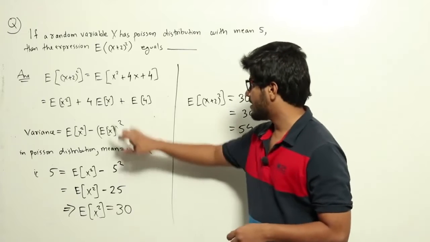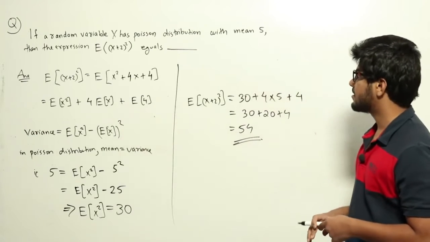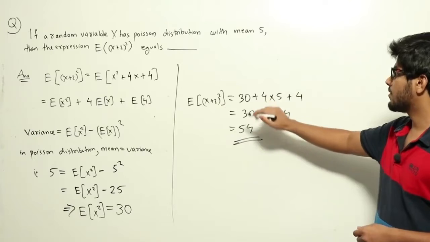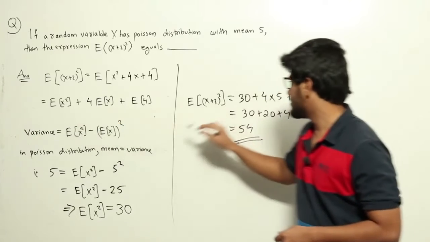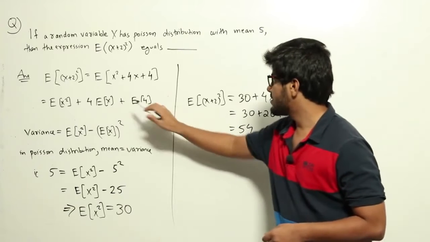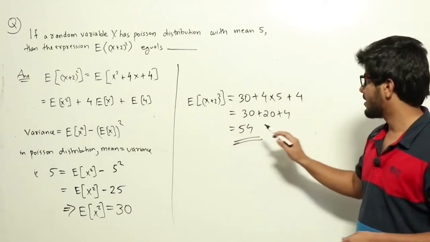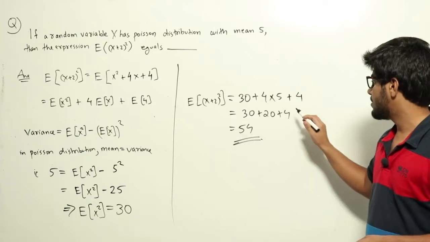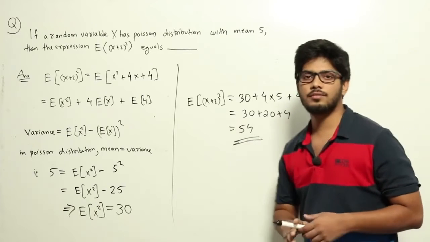Now with this value we can substitute the values here and find out the answer. Expectation of x plus 2 the whole square equal to expectation of x square, that is 30, plus 4 into expectation of x, that is 4 into 5, plus expectation of 4, that is 4 only. That's equal to 30 plus 20 plus 4, that is 54. 54 is the answer.